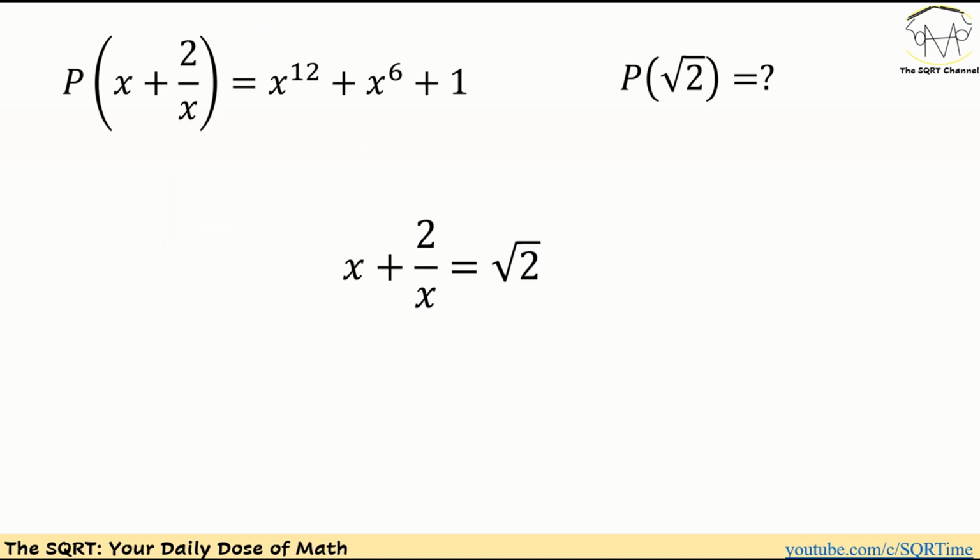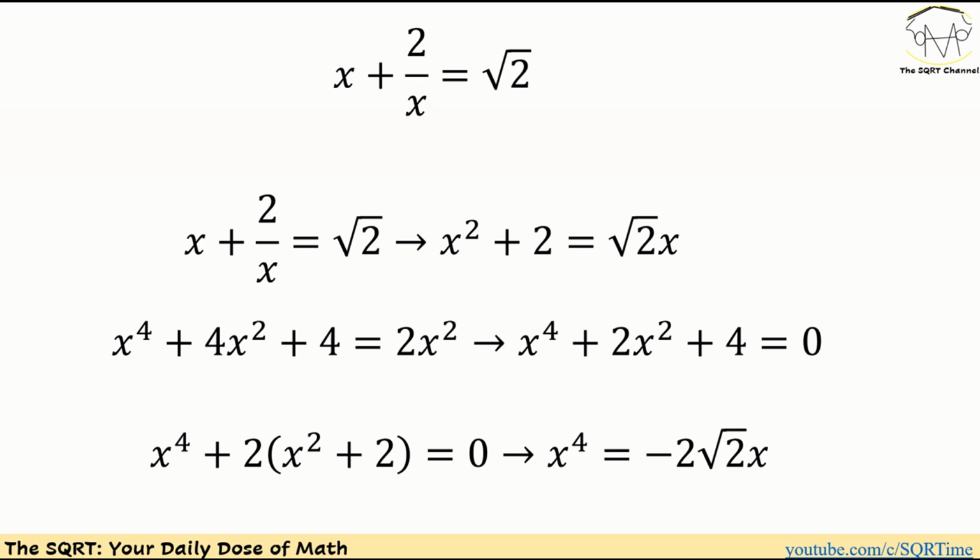To talk about the solution, I'm going to use x plus 2 over x as radical 2, and I'm going to try to find how to evaluate what I have on the right hand side. To do this, first, if x plus 2 over x is radical 2, I can easily simplify it and write it as x squared plus 2 equals radical 2 x. Now, remember what I wanted to find was x to the power of 12 plus x to the power of 6 plus 1. So I'm going to try to find x to the power of 6 and x to the power of 12 here. To do this, first I'm going to take the power of 2 of both sides, and then I will use a plus b to the power of 2. Remember, I can write it as a squared plus b squared plus 2 times ab here.